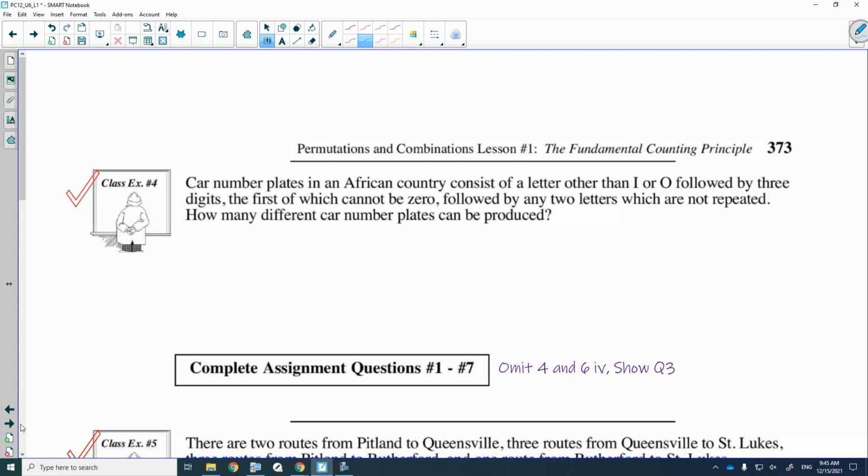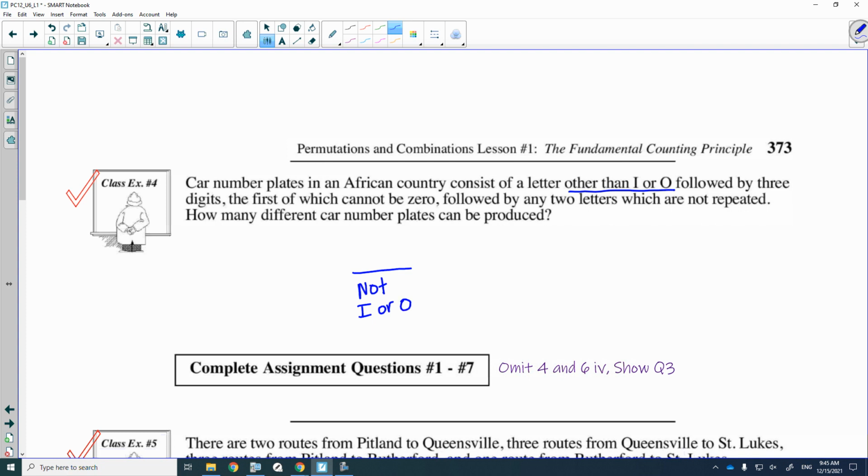Let's look at class example 4, which is a license plate question. There are certain questions that you just have to be really familiar with. License plate questions are one of them. What it says is license plates in an African country consist of a letter. So it starts with a letter. I'm going to create that stage. And it's a letter other than I or O. So it's going to be a letter here, not I or O.